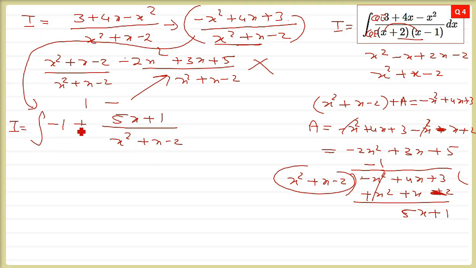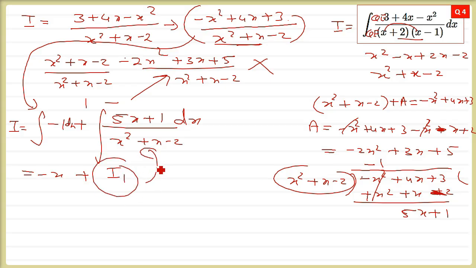So this I will be equal to the integration of negative 1 dx, then the integration of (5x + 1) divided by (x² + x − 2) dx. The integration of dx will be negative x, and the I1 integration, which is (5x + 1) divided by (x² + x − 2), we'll just do it now.